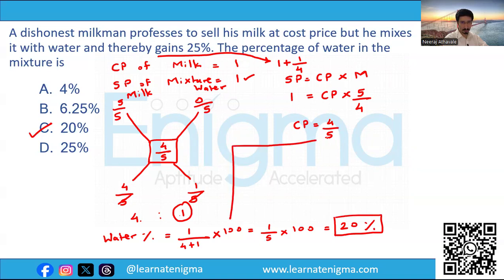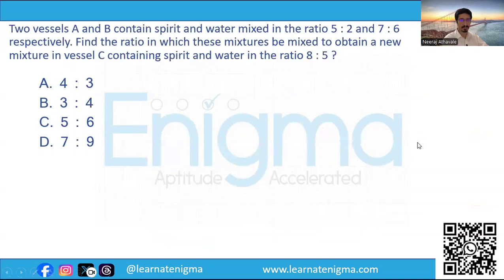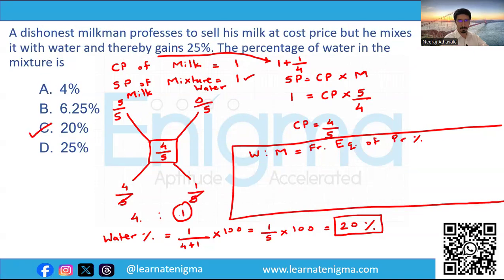Now, instead of doing so much of stuff, we can have a shortcut trick over here. We can easily get the water to milk ratio that is equivalent to the fraction equivalent of the profit percentage in that case. So the profit percentage here is 25%.